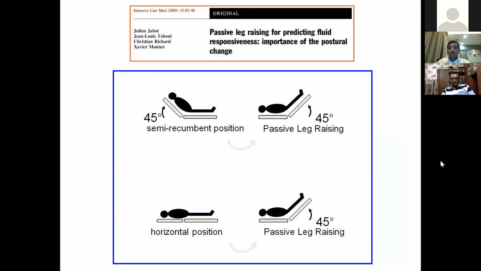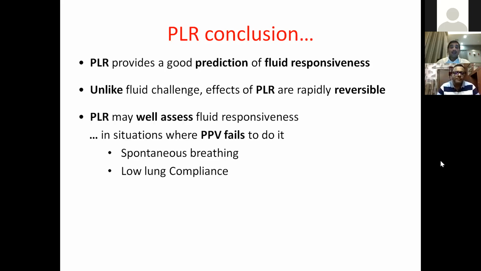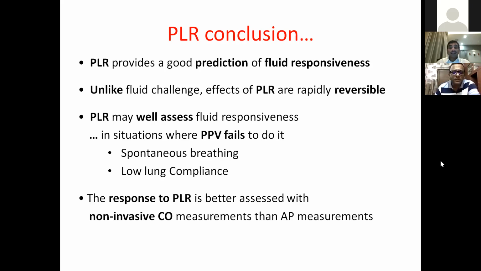Going further, I won't go into much detail as far as PLR is concerned, but it is an important hemodynamic tool without any fancy gadget or, I would say, any external fluid. It is a kind of auto fluid challenge, but please remember, we have to have cardiac output monitoring for that. It's not about change in blood pressure or change in heart rate. After PLR, we have to monitor cardiac output, and most of the literature suggests that the response to PLR can be better assessed with non-invasive cardiac output monitoring.